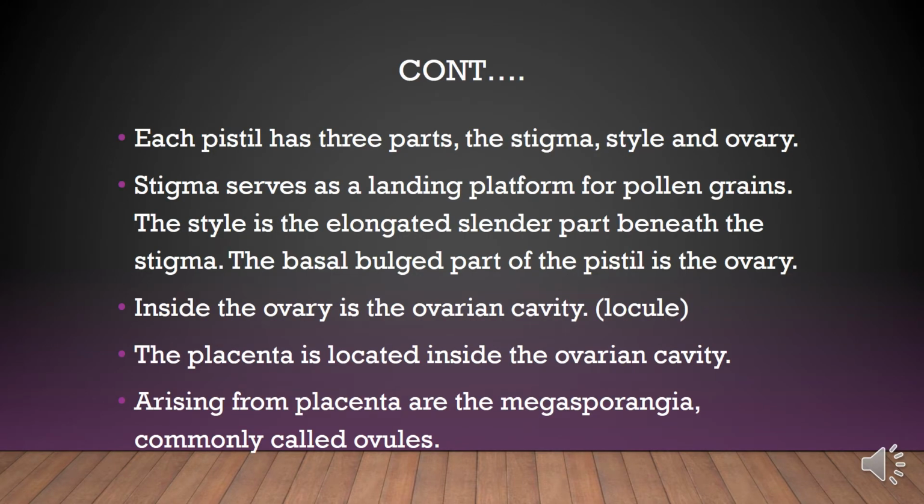Each pistil has three parts: the stigma, style and ovary. Stigma serves as a landing platform for pollen grains. The style is the elongated slender part beneath the stigma. The basal bulbed part of the pistil is the ovary. Inside the ovary is the ovarian cavity, we can say locule. The placenta is located inside the ovarian cavity. Arising from the placenta are the megasporangia, commonly called ovules.